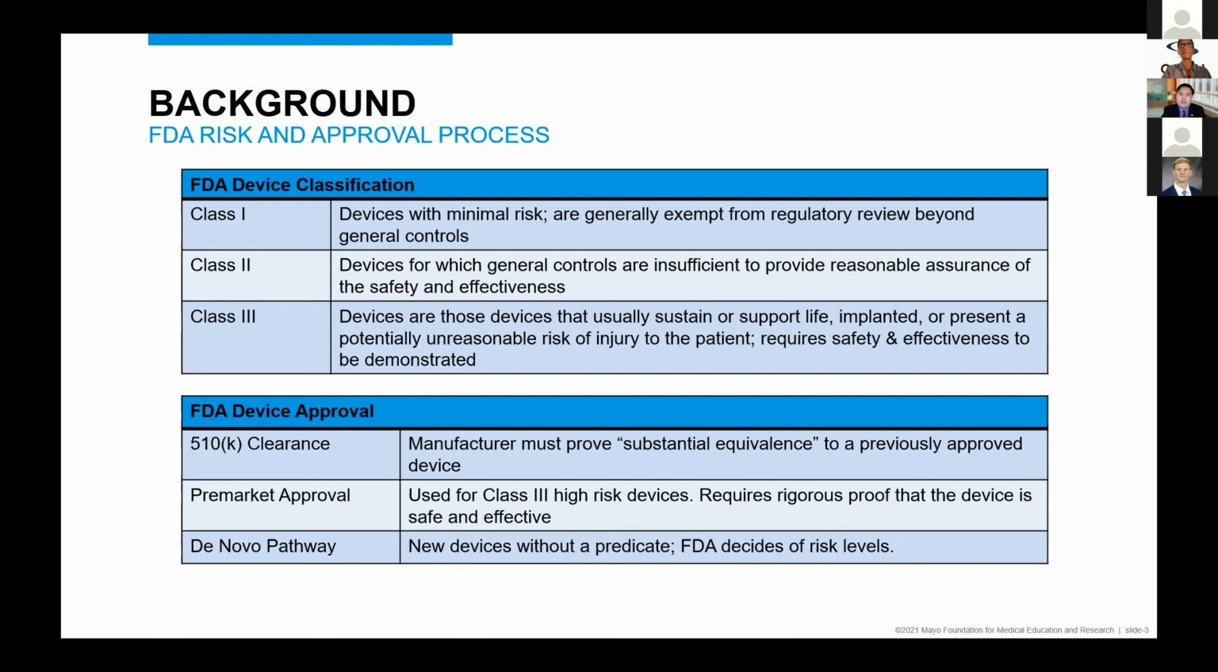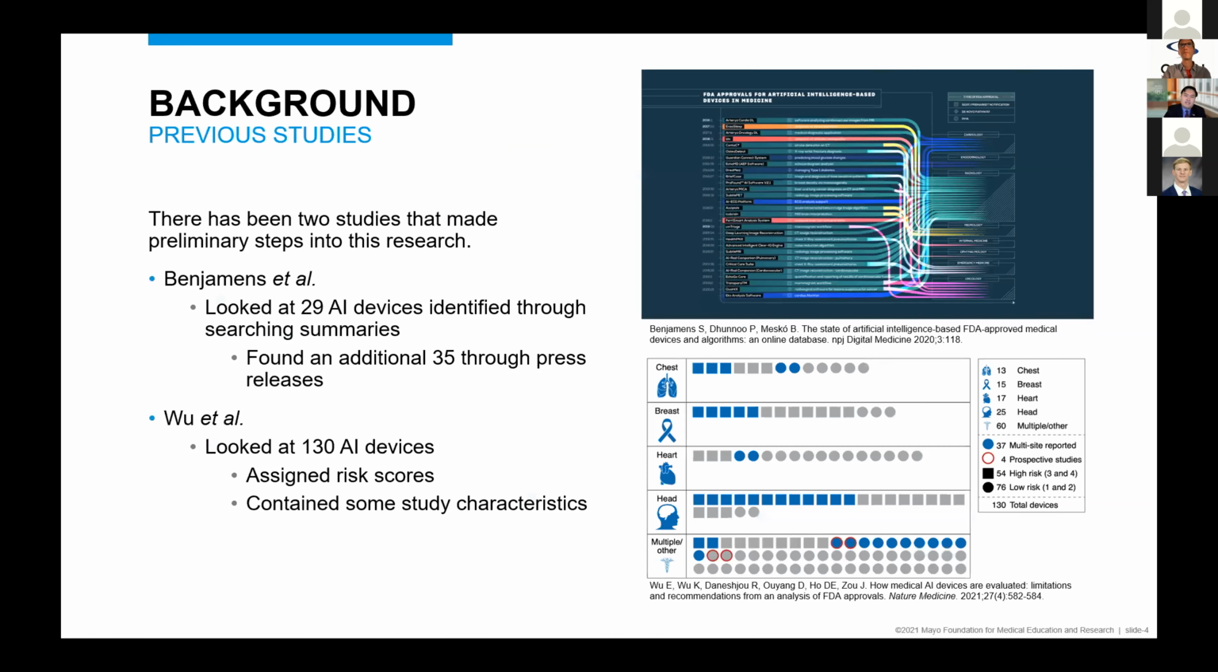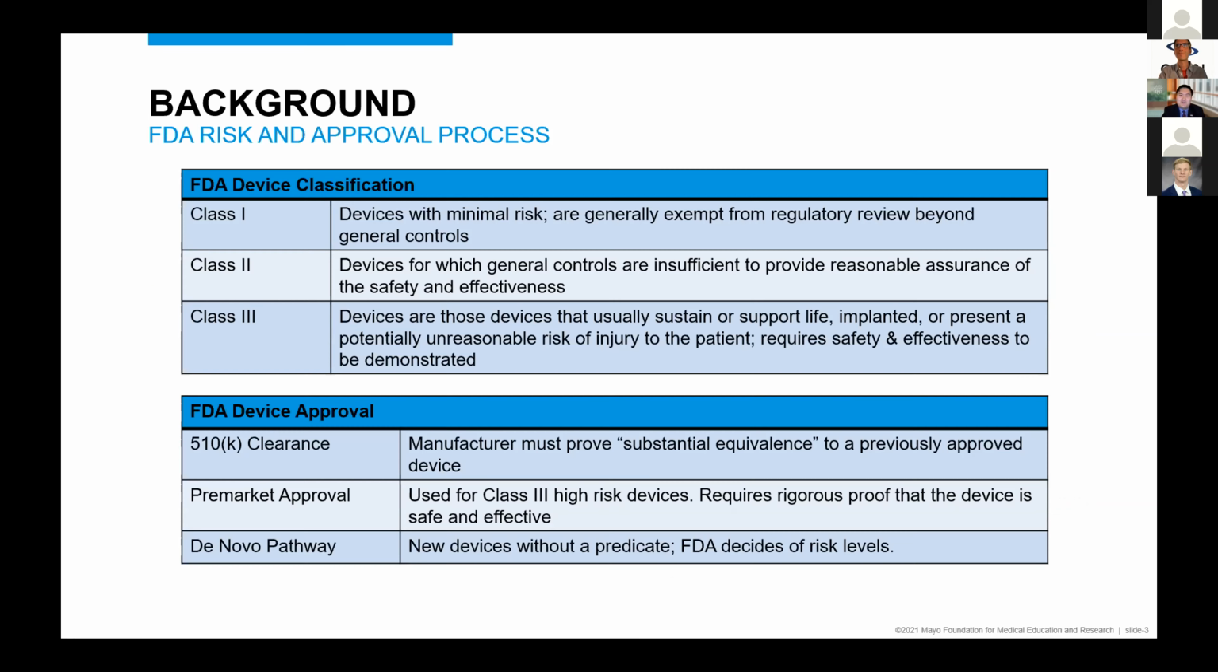And so in this case, the FDA assesses the risk levels, and then they are approved through the appropriate approval framework. And so when a new AI/ML device comes onto the market, it is generally categorized as a class 2 or class 3. So for those devices that are categorized as class 2, the manufacturer will then submit a 510(k) clearance.